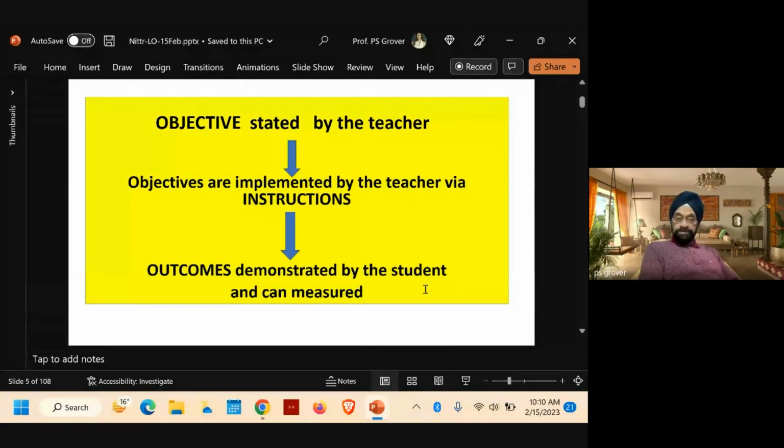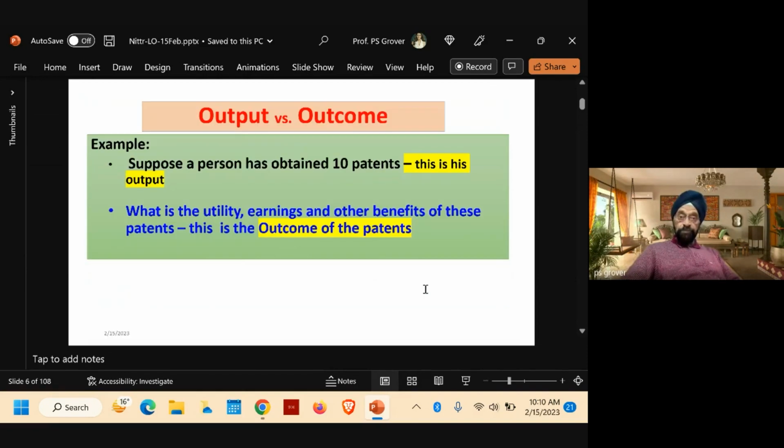Objectives are stated by the teacher. Objectives are implemented by the teacher via instructions, lectures. Outcomes are demonstrated by the student and can be measured. Now, we are not able to measure the objectives, but outcomes have the characteristic that they can be measured and are from the student point of view.